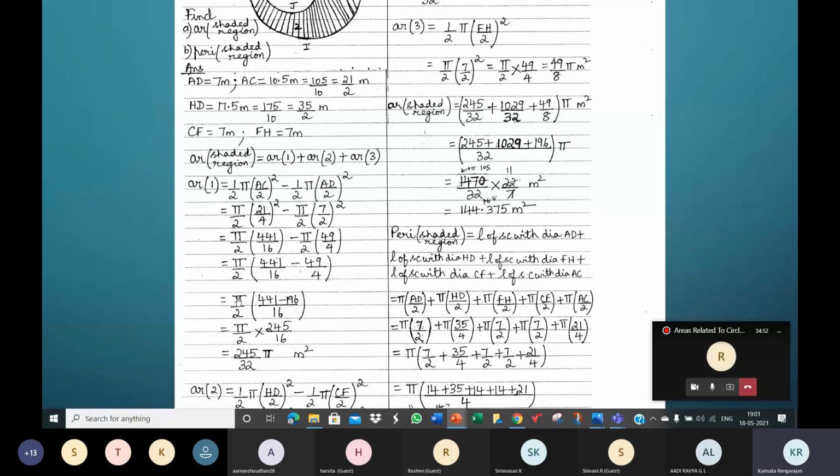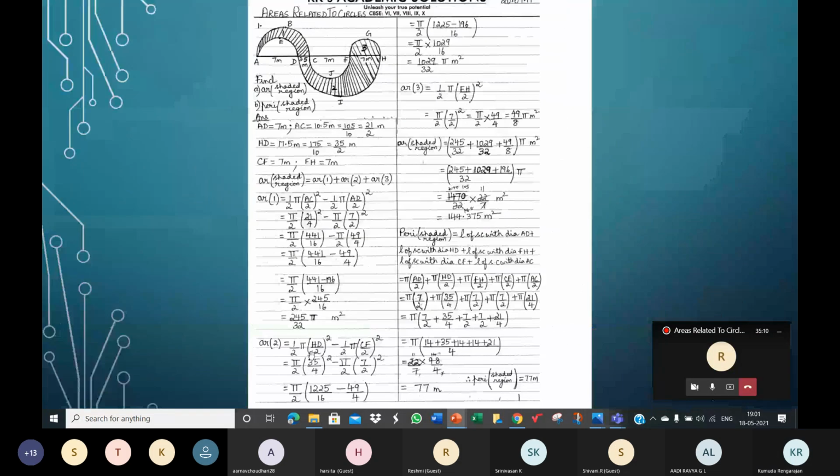simplifying, don't use the value of pi. Don't use 22 by 7 here. So 441 minus 196 is 245 by 16, pi by 2 here. 2 into 16 is 32. This 245 as it is, pi as it is, meter square.